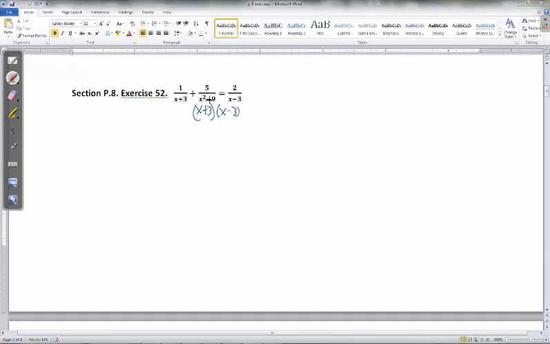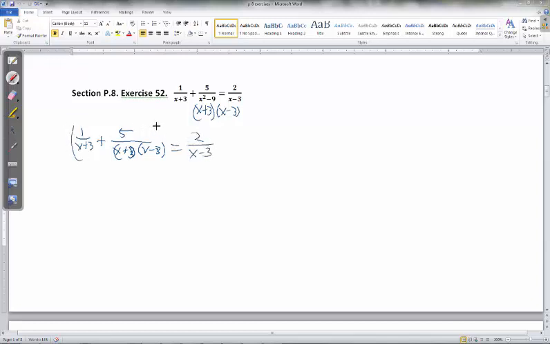X squared minus 9 is a difference of squares. So I think this will be our least common denominator, because it has all of our prime factors, and they all had at most a power of 1. So we'll start off with that. Clear fractions here. X plus 3, x minus 3, equals 2 over x minus 3.